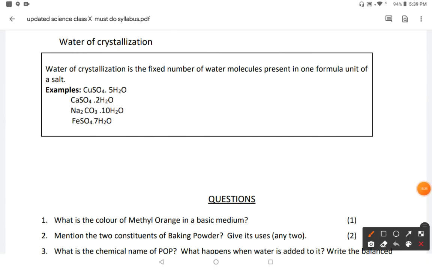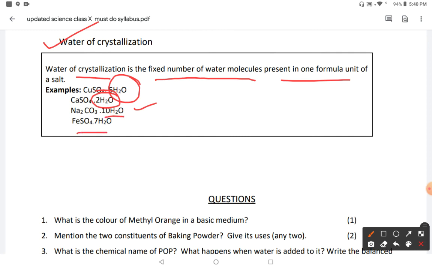Now what is the water of crystallization? Water of crystallization is the fixed number of water molecules present in one formula unit of a salt. For example, copper sulfate contains 5 water of crystallization. Calcium sulfate contains 2 H2O. Sodium carbonate, the washing soda, contains 10. Ferrous sulfate contains 7, and gypsum, or calcium sulfate hemihydrate, that is plaster of Paris, contains half the number of water molecules in one formula unit. So this is called water of crystallization.